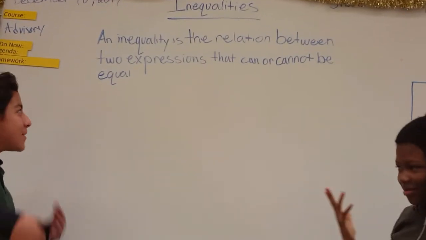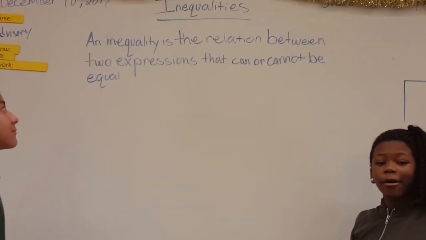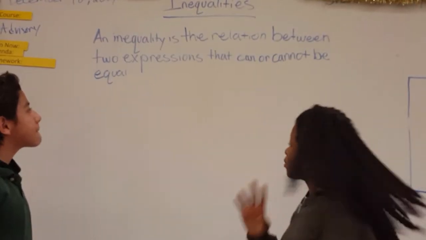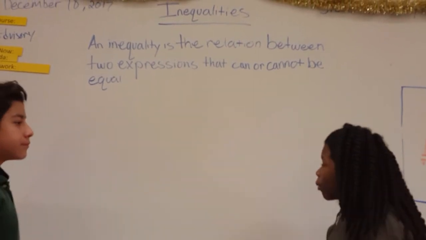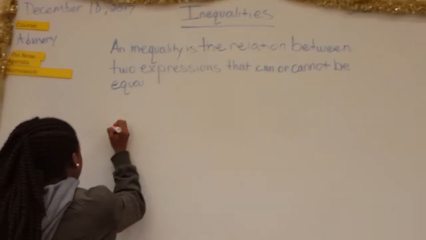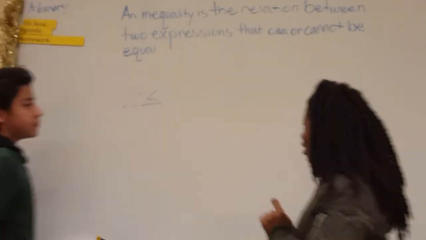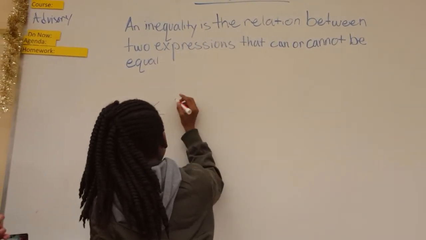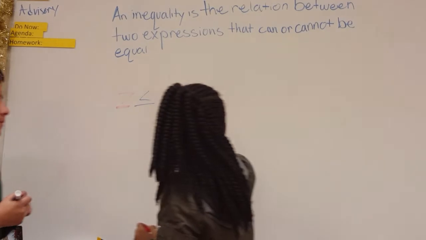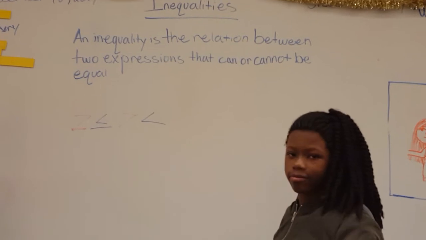Inequalities. I'm Tracy. I'm Alexis. So first, before we get into solving an inequalities problem, we're going to figure out what an inequality is. An inequality is the relation between two expressions that can or cannot be equal. When we say can or cannot be equal, this is what we mean. This would be the sign for greater than or equal to. And this would be the sign for less than or equal to. And then this would be the sign for greater than. And this would be the sign for less than. So these are the four symbols that you will usually see when solving inequalities.